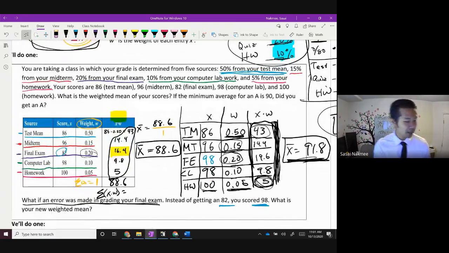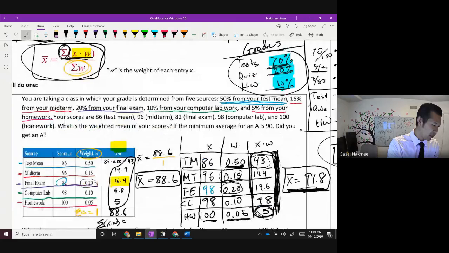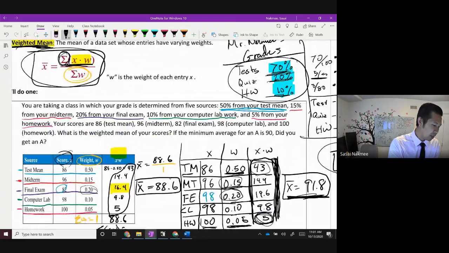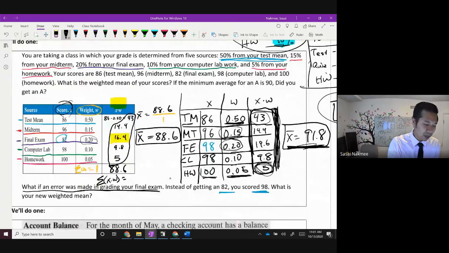It's just 91.8. So again, if this is all going over your head, to calculate it, you follow these steps. You multiply x, which is whatever data you're dealing with, times the weight. So you just multiply that out, write that number down. Once you do that for all your x's, you then add them all together.